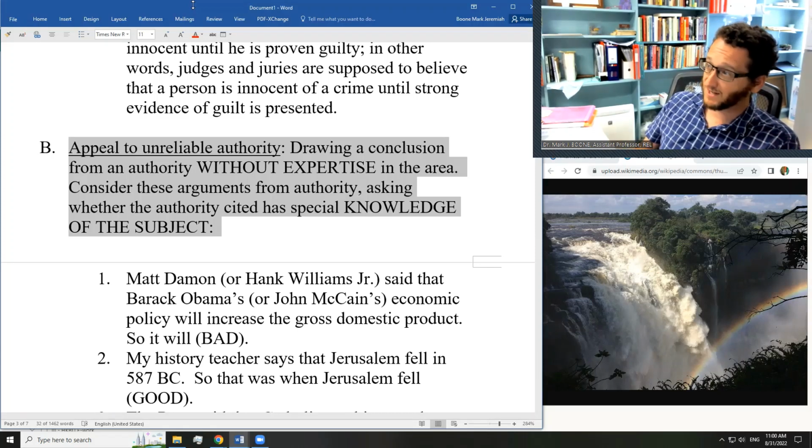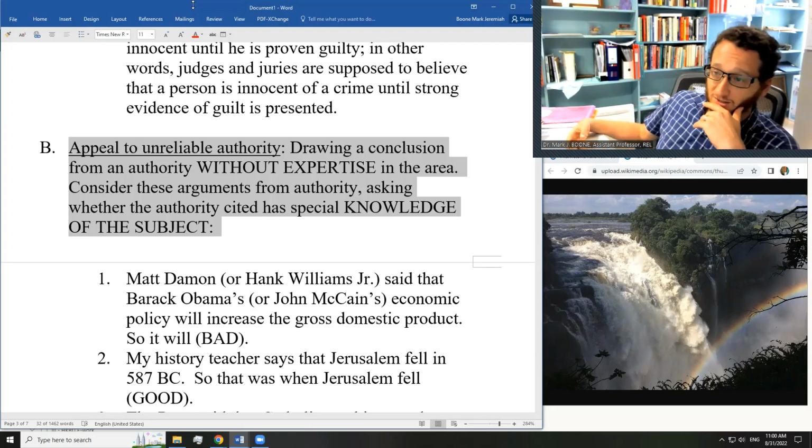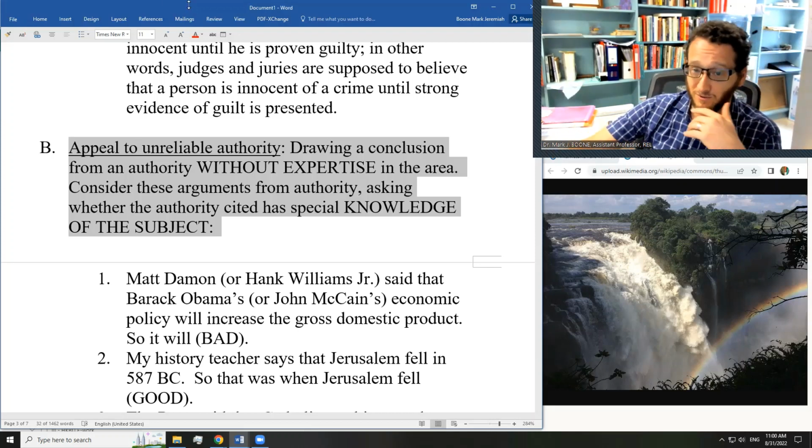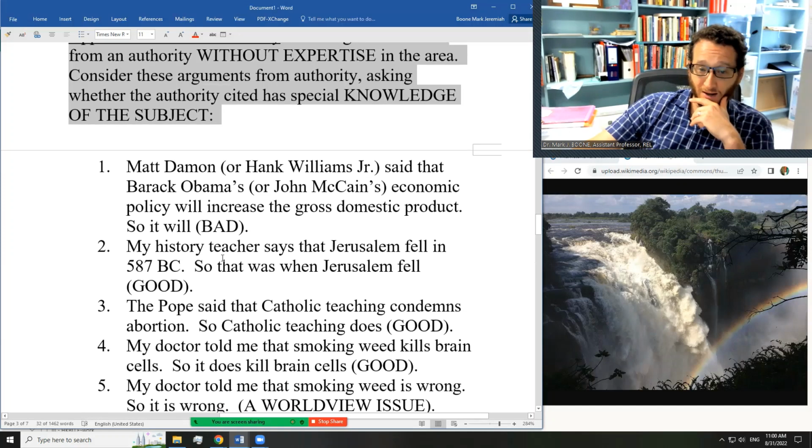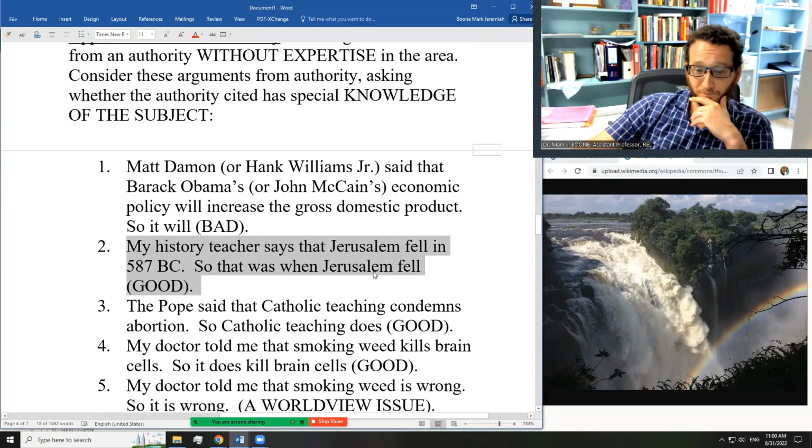Although in the case of Nike shoes, at any rate, if he's done amazing basketball while wearing them, he might actually be an expert in that particular topic. So be careful. Not every appeal to authority is fallacious. So here's a good argument. My history teacher says that Jerusalem fell in 587 BC. So that's when Jerusalem fell. That's a pretty good argument. A history teacher ought to know that sort of thing.